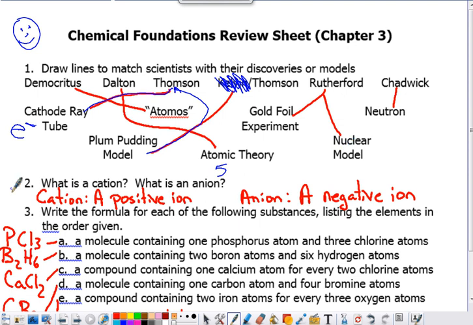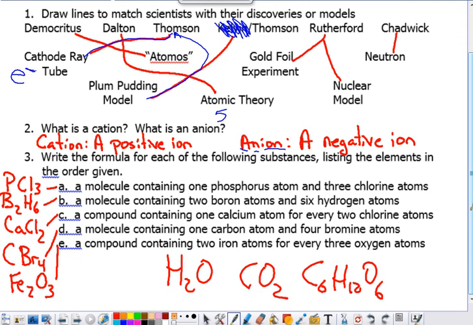What is a cation? What is an anion? Bad joke. Cats have paws, therefore cations are positive. A negative anion, A N ion, a negative anion. Anions have the negative charges, cations have the positive charges.